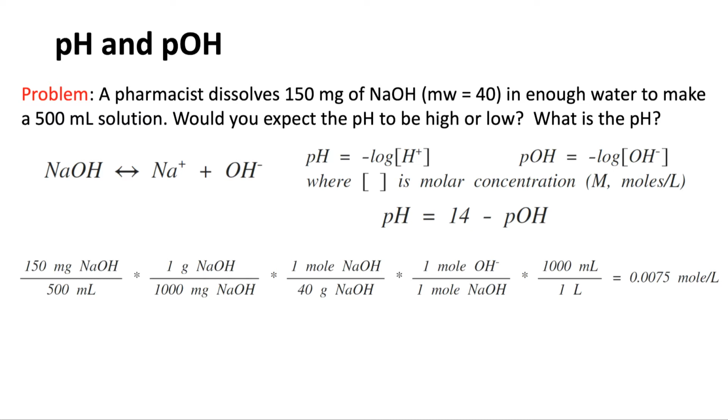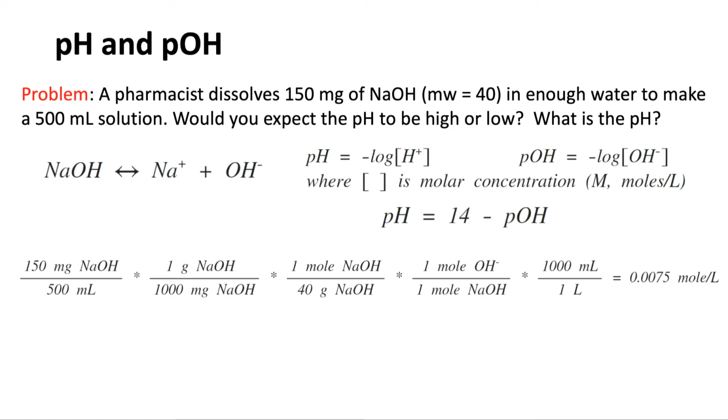So the first thing I'm going to do is convert milligrams to grams. So I multiply it by 1 gram of sodium hydroxide over 1,000 milligrams of sodium hydroxide. That way milligrams cancel, and I'm now in grams of sodium hydroxide. I did that so that I convert grams to moles by using the relationship on top of 1 mole of sodium hydroxide. We'll have 40 grams of sodium hydroxide, because 40 grams is its molecular weight. And remember, 1 mole of anything is equal to its molecular weight in grams. So now my grams of sodium hydroxide cancel, and I'm in moles of sodium hydroxide.